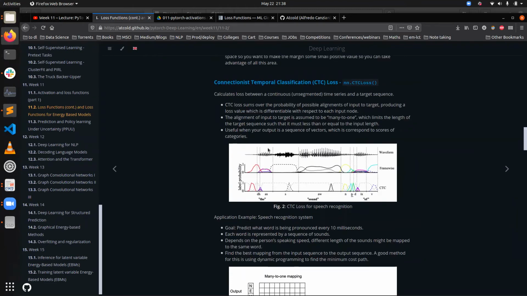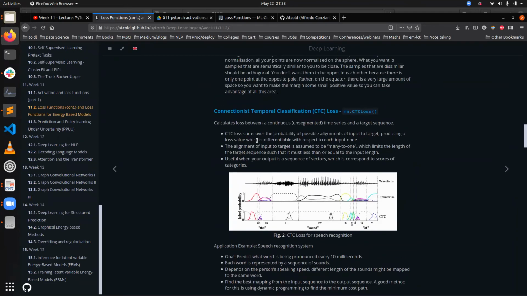Okay, better I just read it instead of confusing. CTC loss sums over the probability of possible alignments of input to target, producing a loss value which is differentiable with respect to each node. The alignment of input to target is assumed to be many to one. So that's what I meant.